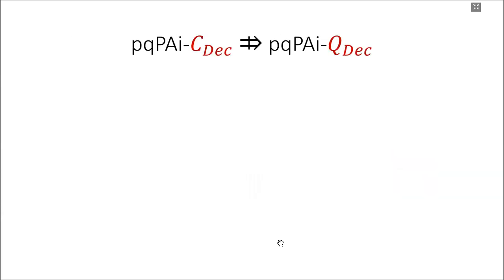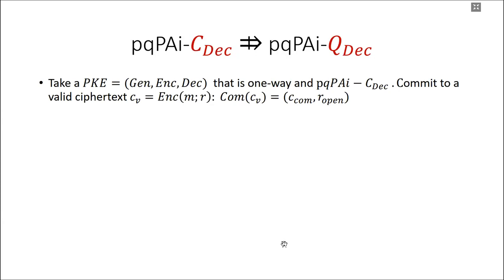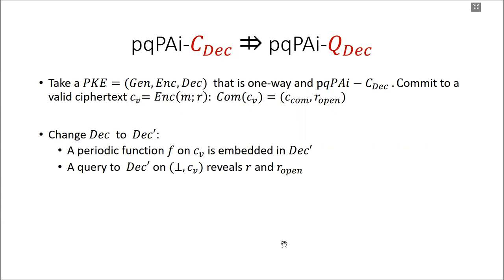In order to show that the notion PQPA1 with the classical decryption query doesn't imply PA1 with the quantum decryption queries, we take a public key encryption scheme that is one-way and PQPA1 CDEC. We commit to a valid ciphertext CV, and then we change decryption to a decryption prime, in which a periodic function f on CV is embedded in Dec prime. And also a query to Dec prime on input of perp and CV gives us R and R open. R is the randomness to generate CV, and R open is the randomness to generate the commitment.